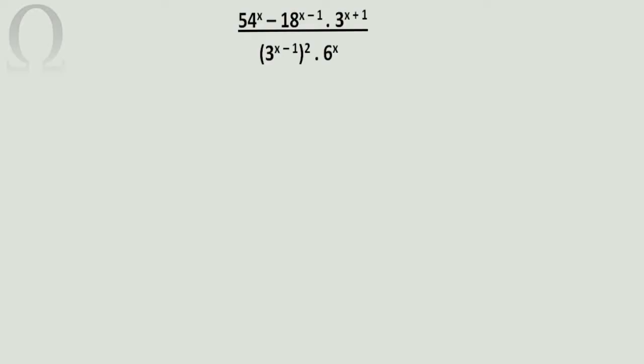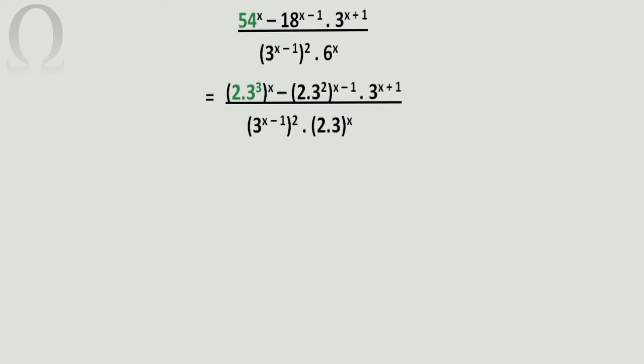Since we have a minus sign separating terms in the numerator, we will need to take out a common factor before simplifying further. So, we can take out a common factor of 2 to the x in the numerator, as well as a common factor of 3 to the 3x. We can now cancel the 2 to the x and 3 to the 3x terms. So we are left with 1 minus 2 to the minus 1, times.